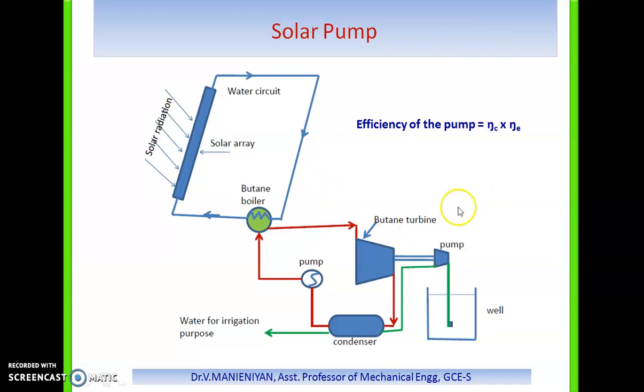Generally, the pump capacity at the rated speed is 90 kilowatt. 90 kilowatt will deliver 30 to 32 liters per second from approximately 30 mm depth. So the energy efficiency, the percentage of solar energy collected and converted to useful work, is 13 to 14%.